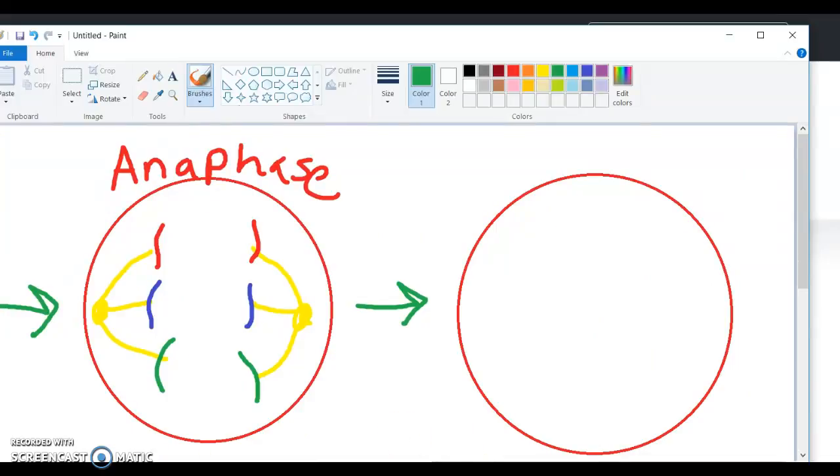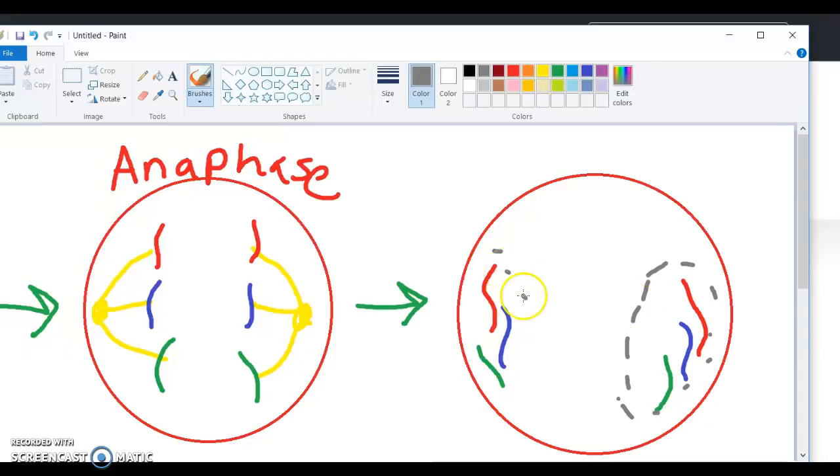And in this stage, the spindle fibers are really removed, and the chromosomes are just sitting comfy on their sides of the cell. There we go, and the green. And at this point, the nuclear membrane will reform, but it'll reform around each area where there was a microtubule organizing center. So now there's going to be 2 nuclei in this cell.